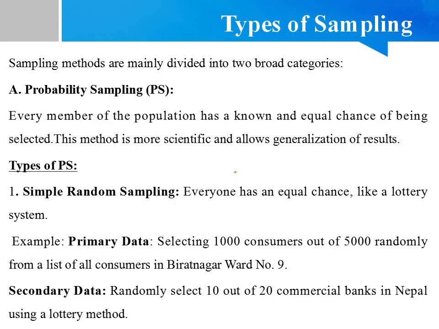Types of PS. 1. Simple random sampling. Everyone has an equal chance, like a lottery system. Example: primary data. Selecting 1,000 consumers out of 5,000 randomly from a list of all consumers in Biratnagar Ward No. 9. Secondary data. Randomly select 10 out of 20 commercial banks in Nepal using a lottery method.